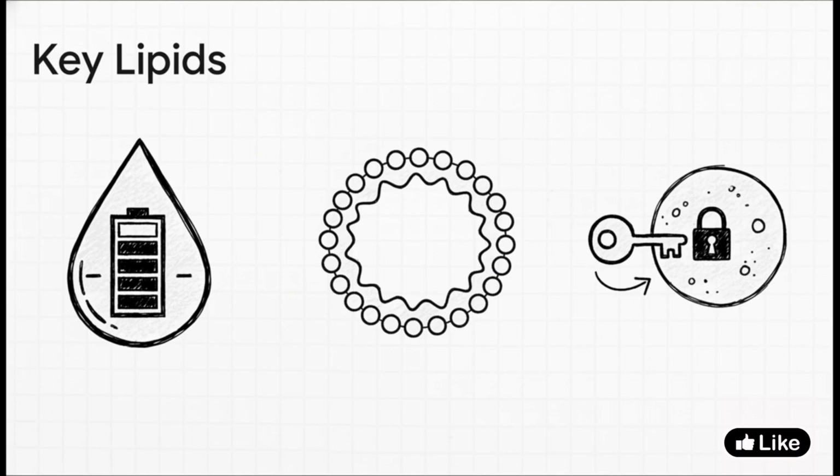But maybe their most vital role is forming membranes. A special type called phospholipids create the protective border around every single one of your cells. And other lipids, like steroids, act as crucial messengers, hormones that regulate just about everything in your body.